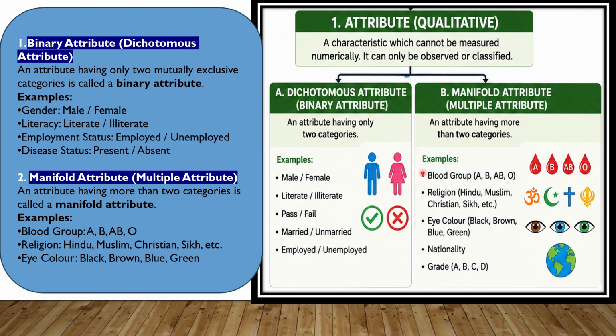In manifold attribute, blood group of a person can be categorized into more than two types, that is A, B, AB or O. Then the religion of a particular person can be of more than two types. Similarly, eye color, nationality of a person, and grade of the student.